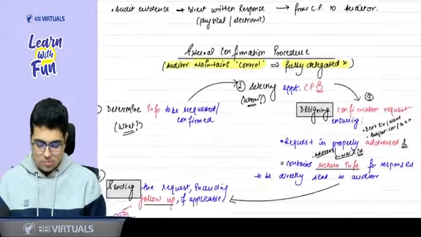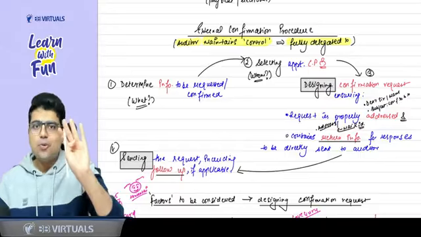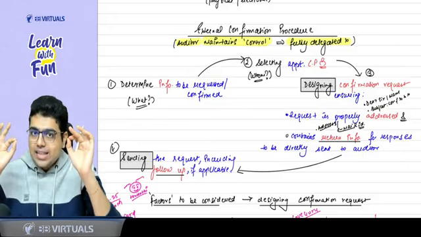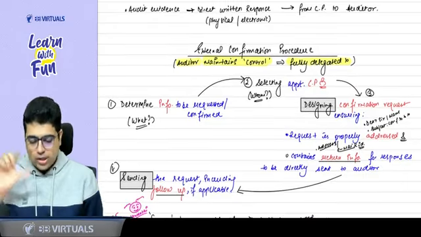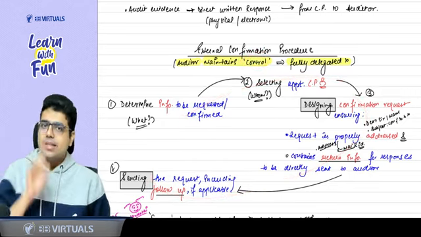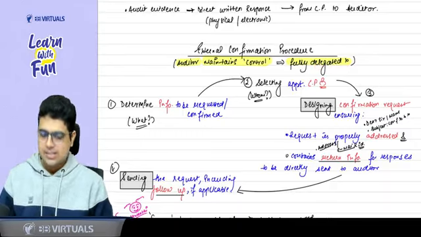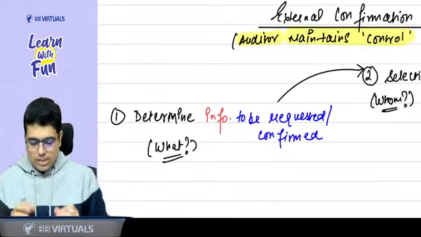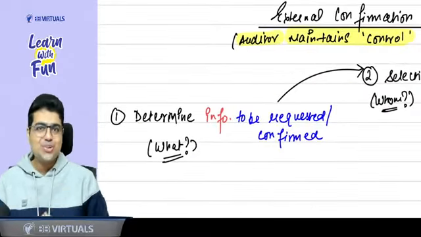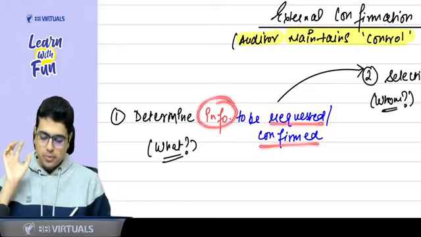Now let's talk about the procedure. If I talk about the external confirmation procedure, it is a 4 steps procedure. One thing which is very important, that auditor should maintain control over these 4 steps. That means this procedure cannot be delegated. First step, you need to decide what do you want to know as auditor. That means information to be requested or confirmed.